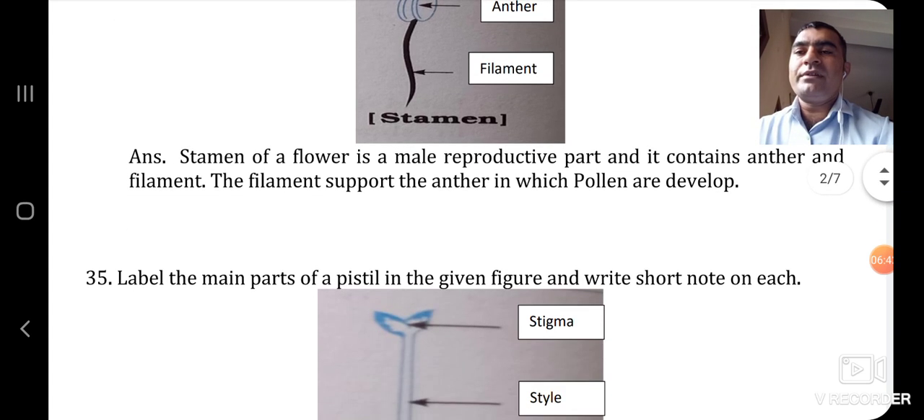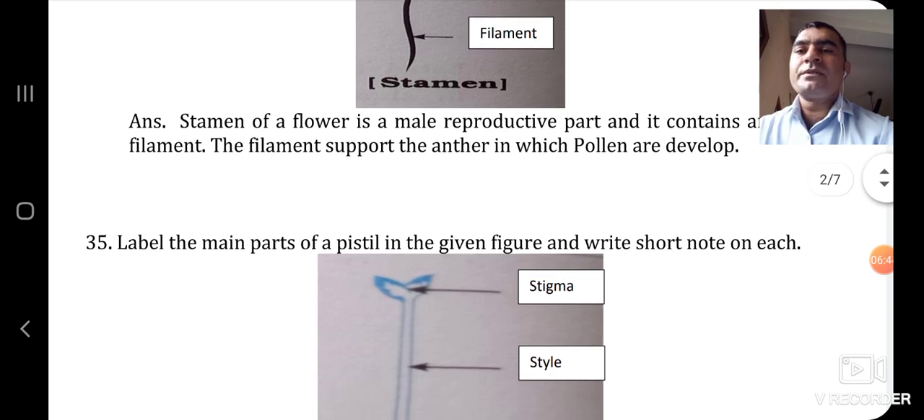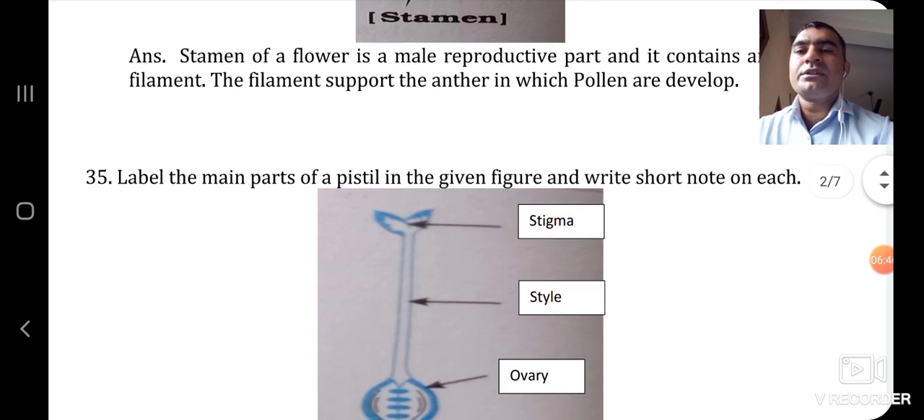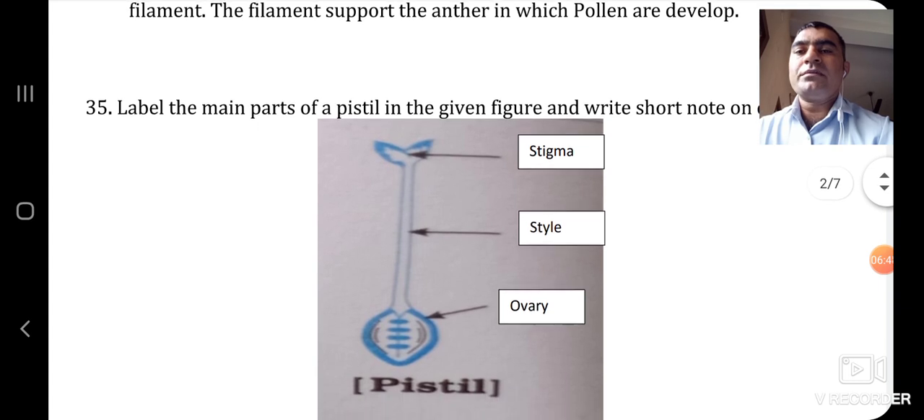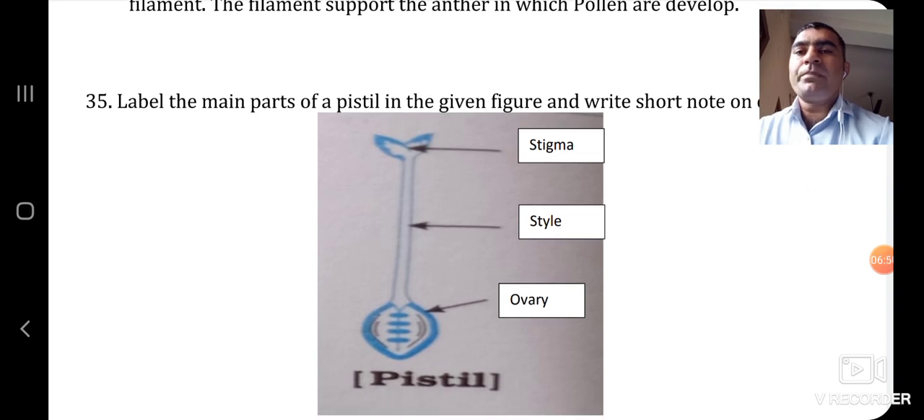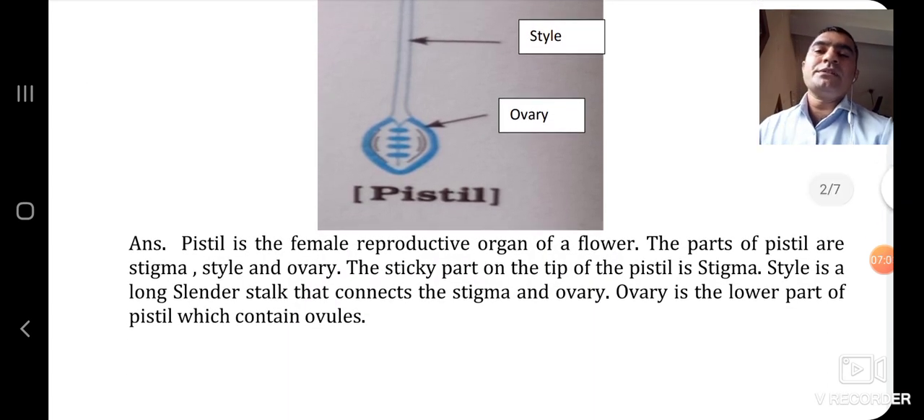The next question we have, label the main parts of a pistil in the given figure and write a short note on each. So this is the diagram of a pistil. The top part is known as stigma, the middle stick like structure is known as style, and the lowermost part or bottom part is known as ovary. See, pistil is a female reproductive organ of a flower. The parts of pistil are stigma, style and ovary.